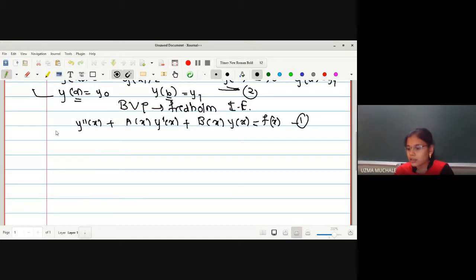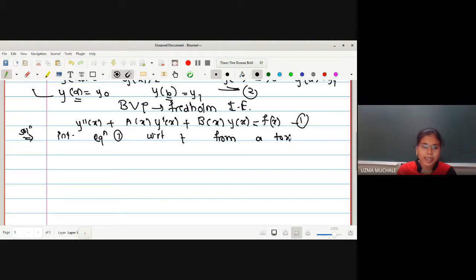So let us go for the next. Let us integrate this equation. For this method, we have to directly integrate our equation 1. After using direct integration, we are going to solve this equation. So integrating equation 1 with respect to t from a to x.